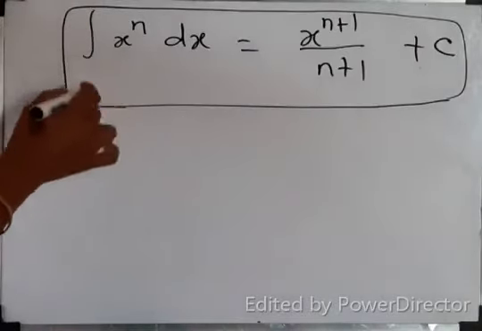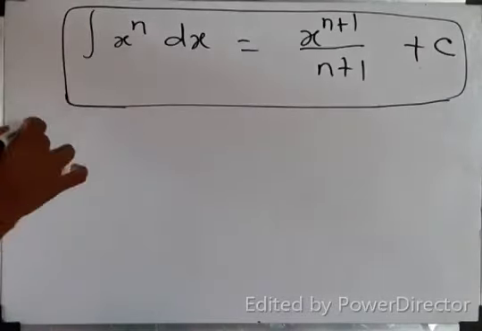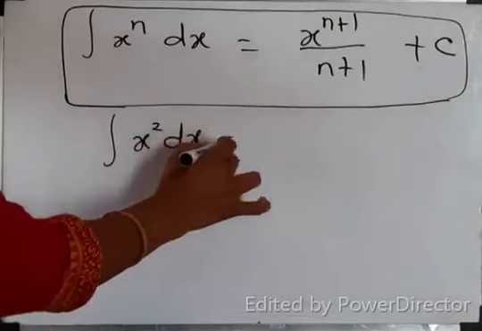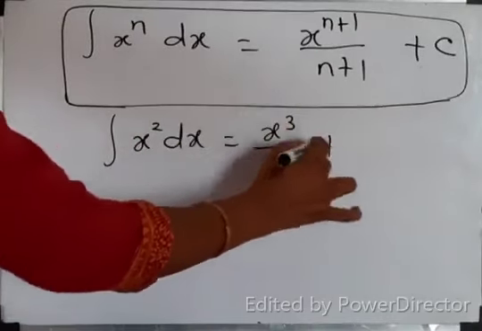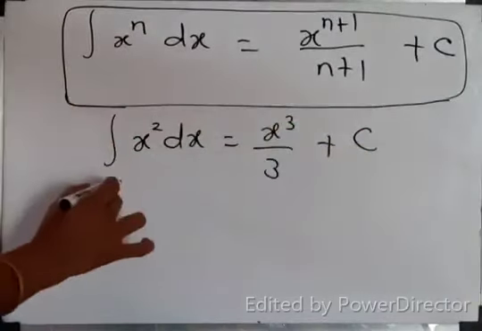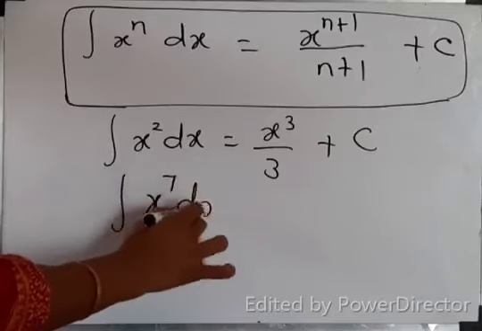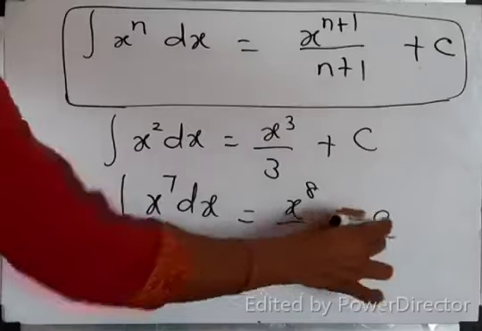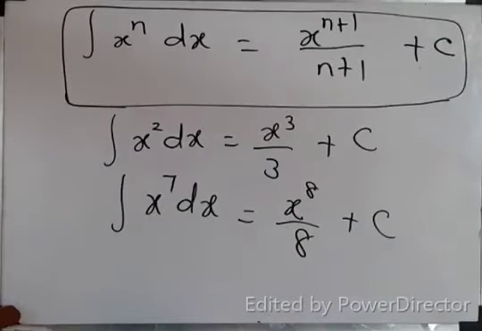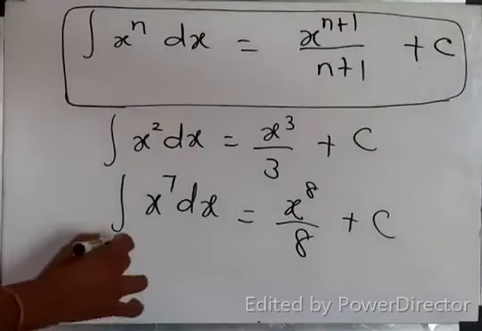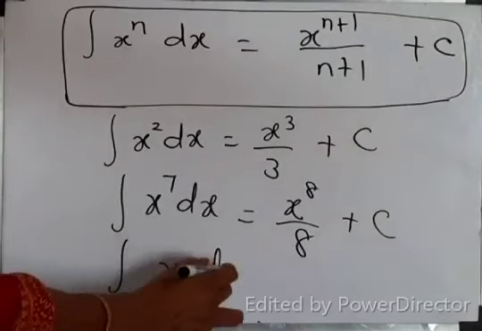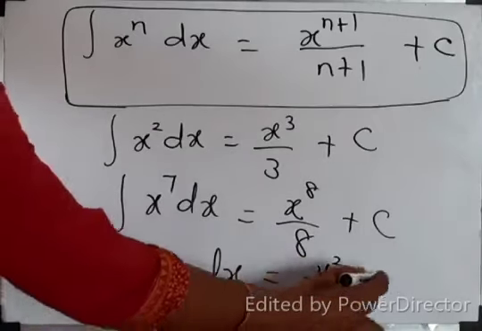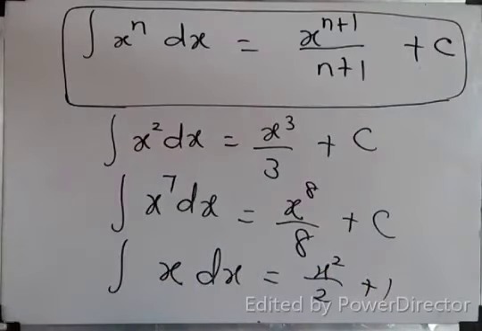Every time I tell you the idea. Okay. Suppose, listen now. Integral of x square dx. What's the answer? X cube by 3 plus c. Why are you writing plus c? I'll tell you. Integral of x power 7 dx. What will you write? X power 8 by 8 plus c. Correct. Do you understand? What is integral of x dx? What is the power here? 1. So you will get x squared by 2 plus c. Correct?